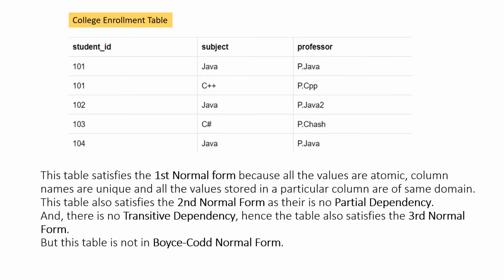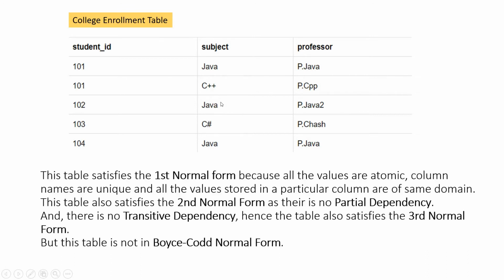Below, we have a college enrollment table with the columns student ID, subject, and professor. As you can see, we have also added some sample data in the table. In the table here, one student can enroll for multiple subjects. For example, the student with student ID 101 has opted for subjects Java and C++. For each subject, a professor is assigned to the student, and there can be multiple professors teaching one subject, like we have for Java here, P Java professor and P Java 2 professor.